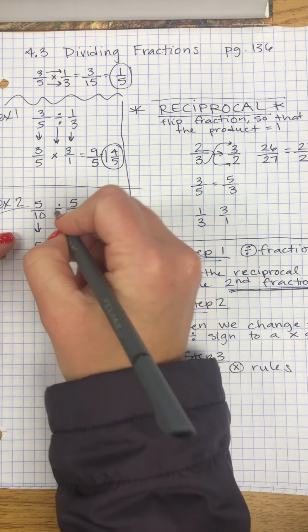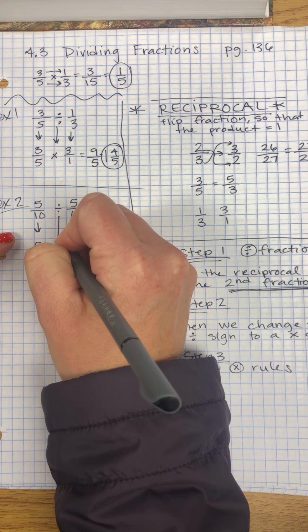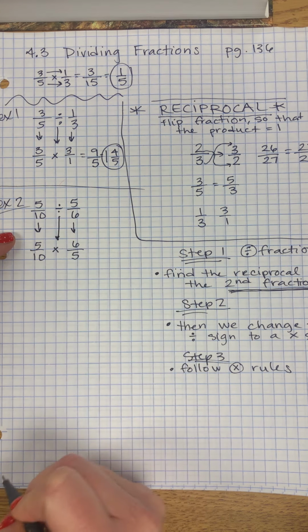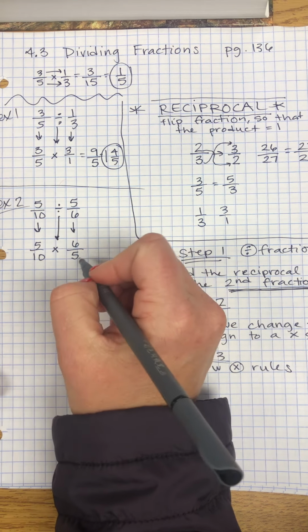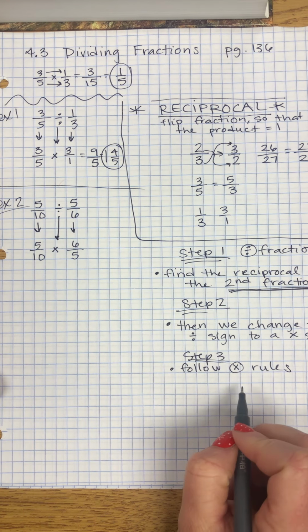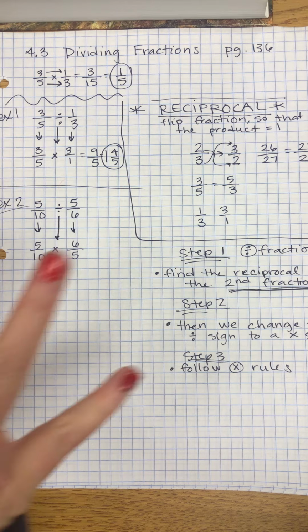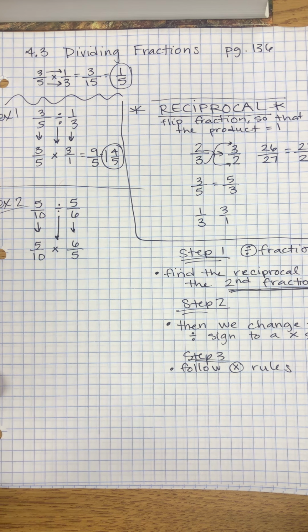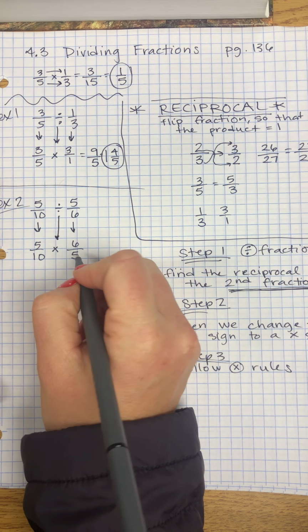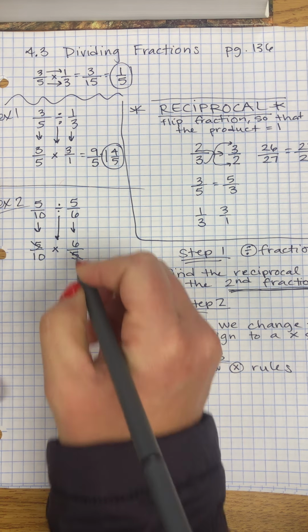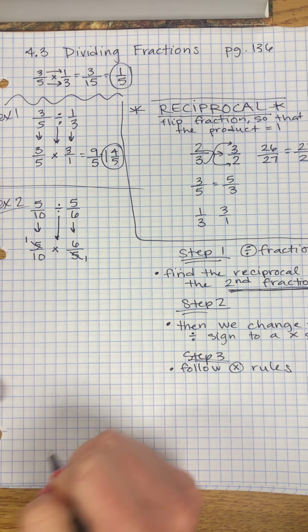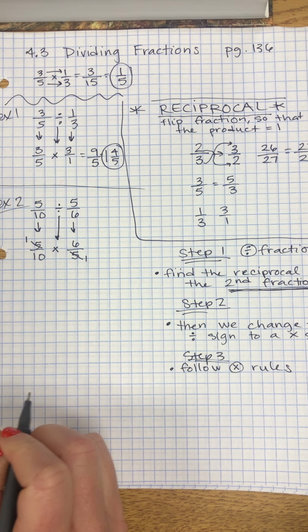Step 2, then I change the sign. So the division sign becomes a multiplication sign because I changed the problem. I changed the second fraction, so that means I have to keep it balanced by changing the sign. Now, step 3, follow multiplication rules. Is anything jumping out at you, or should I just multiply across? Reese? 5 and 5 become 1. Yeah, there's a 5 in the numerator and a 5 in the denominator, so that means I can cross cancel, right? We were working on that last week.